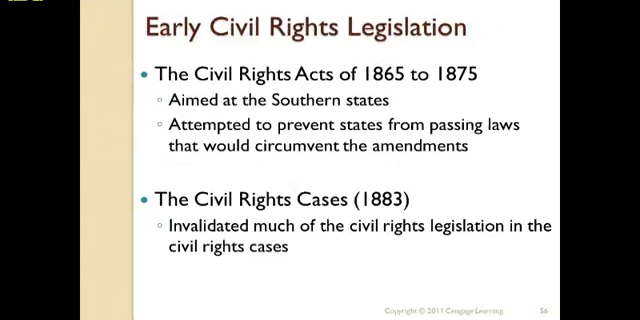Right, so early legislation, we had some civil rights acts that were aimed at the southern states that passed the Congress. They attempted to prevent states from passing laws that would circumvent the amendments. Many of these things were declared unconstitutional by the Supreme Court. There were several civil rights cases. Like I said, they invalidated virtually all the civil rights legislation and said that all of that was unconstitutional, and that wouldn't change until 1954, and that marks a significant moment in time.